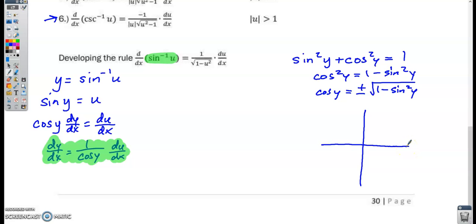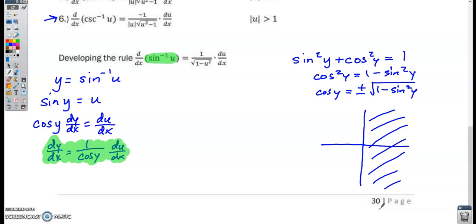Okay, the domain of the arcsine function is, let's see, it's going to be 2 of these quadrants. Which 2 quadrants is the arcsine defined? It is defined in quadrants 1 and 4. Okay, that's where the arcsine's domain is defined.